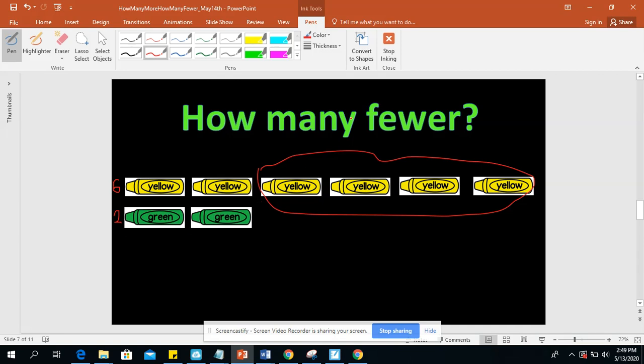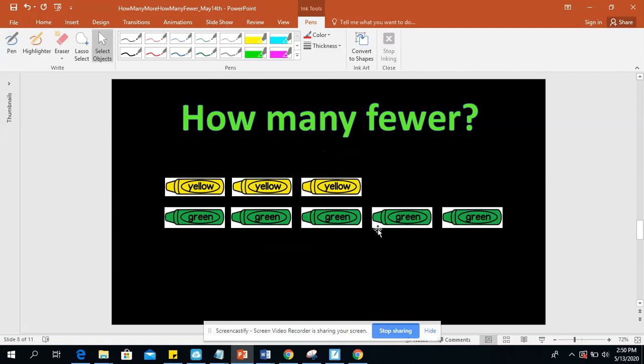And again, this is a question you can solve by subtracting. Take the bigger number, 6, take away 2, which equals 4. There are 4 fewer green crayons than yellow crayons.